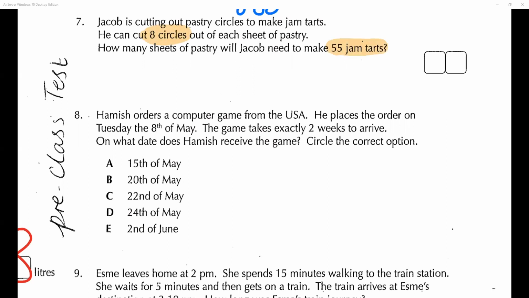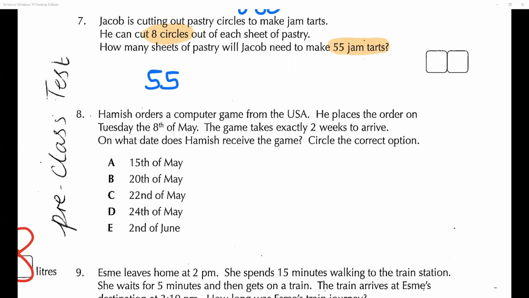So what's the calculation we have to do here? 55 divided by 8. Fantastic. 55 divided by 8 will tell you how many sheets here. So what's 55 divided by 8? It's not possible. Okay, so which is the closest one? It'll be 6, isn't it?